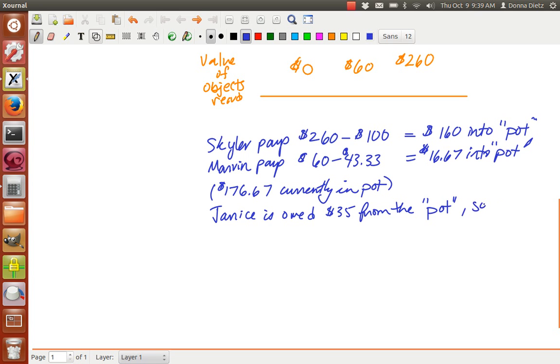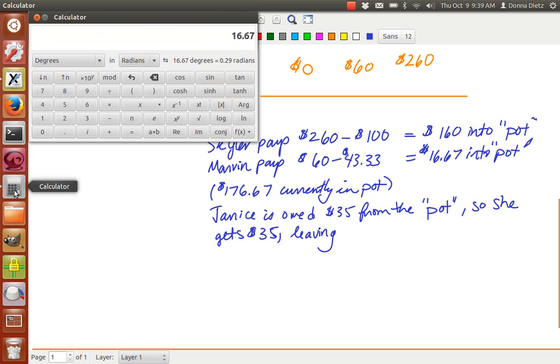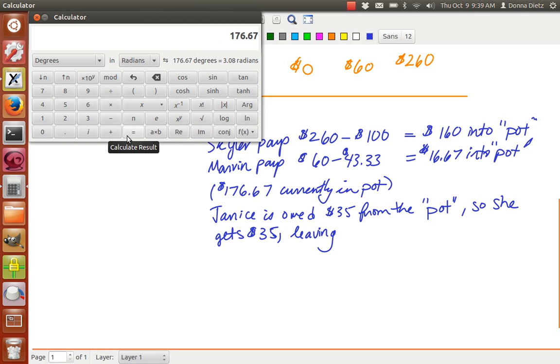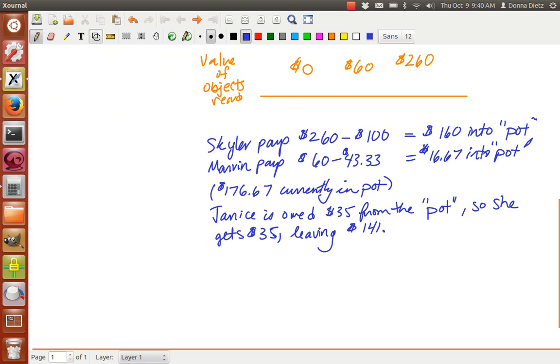And so she gets the $35, leaving how much? So what do we have? We have minus, so we have 176. So we had the 16.67 plus 160, right? We have this 176.67 minus the amount we have to give Janice, so she gets her fair share, leaving $141.67 in the pot.